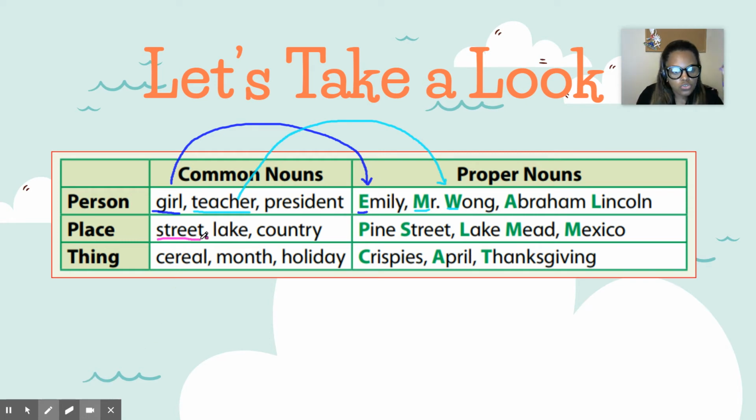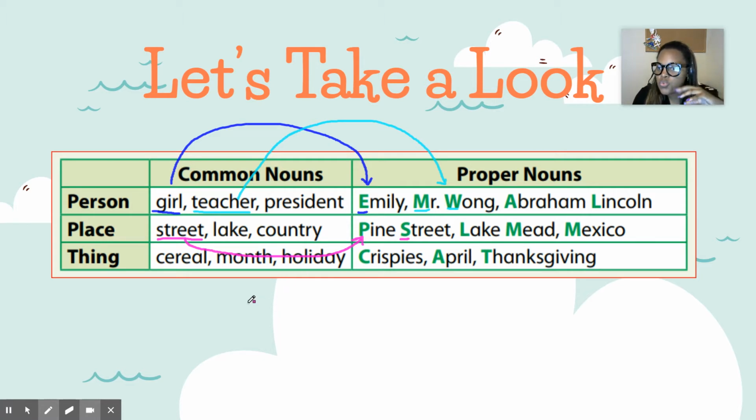If you just say, oh, the street around the corner, regular, nothing special. But if you need to name a street, if I need you to go down Piedmont Street, that needs to be capitalized. So here for our proper noun, Pine Street is capitalized. The P and the S are capitalized, okay?